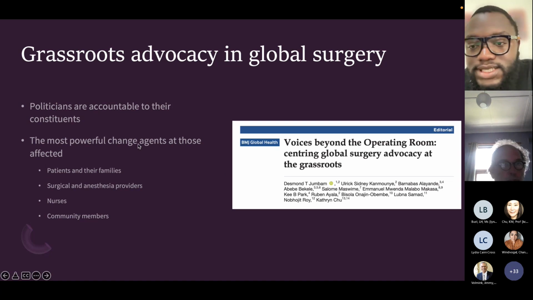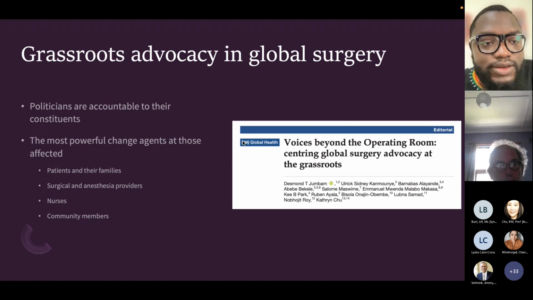So this was the basis of a paper that we published in BMJ Global Health. And we make the case that politicians are accountable to their constituents. It's important, I believe, to do the international advocacy and to talk about these things at the WHO, but ultimately, those ministers of health, those politicians, are accountable to their communities, to their constituents, and the constituents are the ones that need to be at the center of advocating to their politicians, to the policymakers, for the prioritization of national surgical plans or prioritization of surgery.